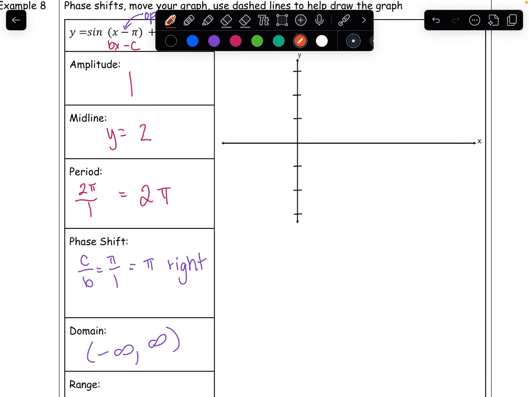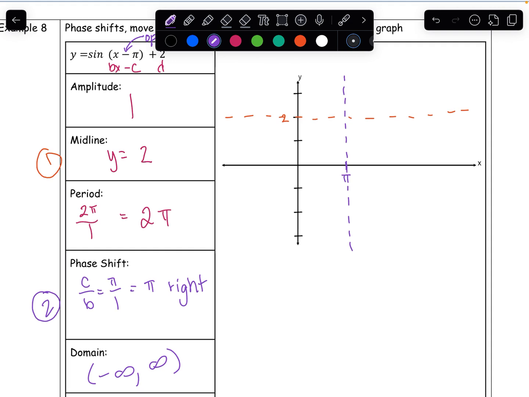So I always start with my midline. It's going to be at 2. Okay. From there, I graph my phase shift. So we are pi to the right. And I'm going to draw a dashed line. What this does is it creates your new x and y axis. It helps me, okay?